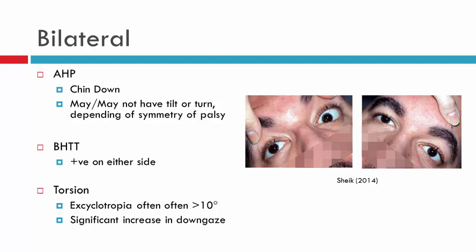The other thing is that because the superior obliques are underacting and are utilised mostly in down gaze, you usually see a significant increase from the primary position excyclotropia to the down gaze excyclotropia. So this is where it's really useful to measure excyclotropia in both primary and down gaze if you suspect a bilateral fourth nerve palsy.